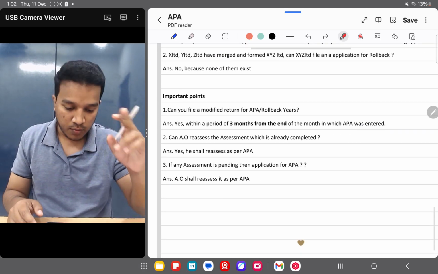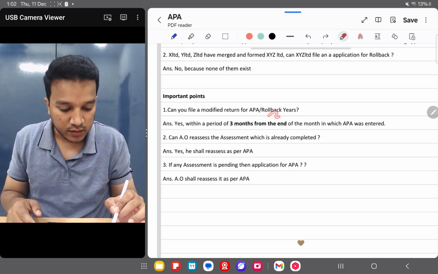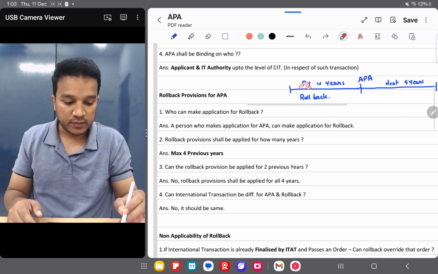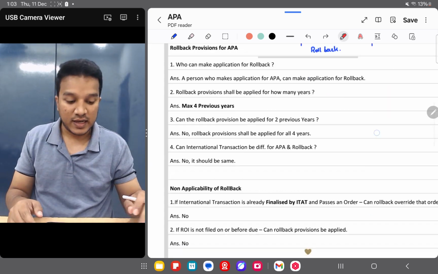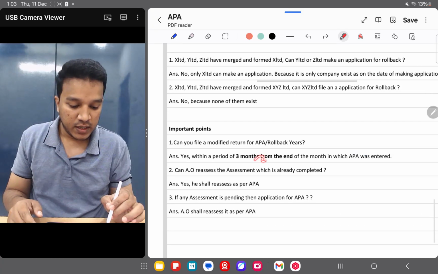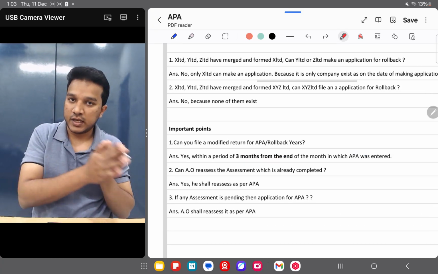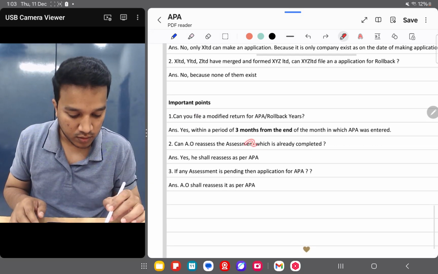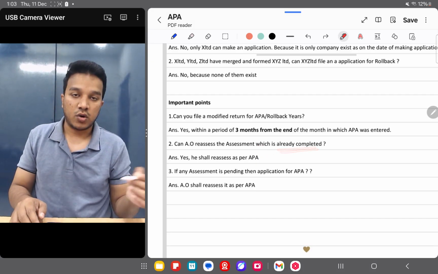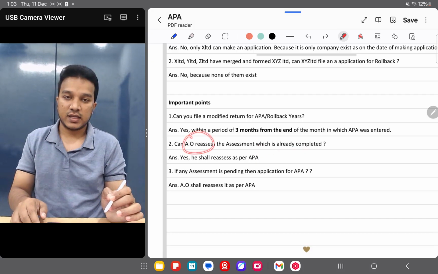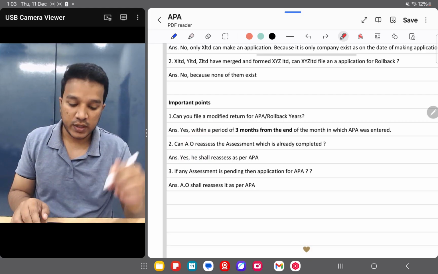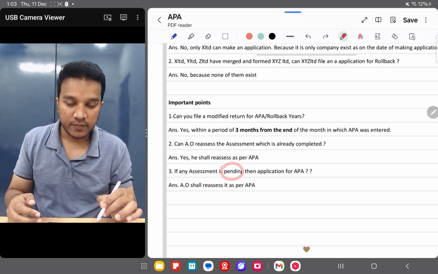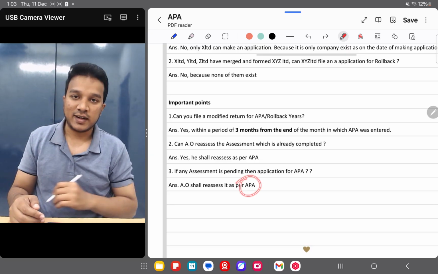Important points. Can you file a modified return for APA or rollback? As said, the return of income has already been filed. Can you file a modified return? The answer is yes, you can file, but there is a time limit: 3 months from the end of the month in which you are making an application for APA. Okay, you can file a modified return. Can the AO reassess an assessment which is already completed? Yes, he can do the reassessment as per the current APA agreement. If it is pending, then he will complete it as per the current agreement APA.